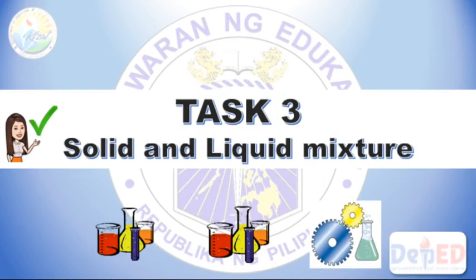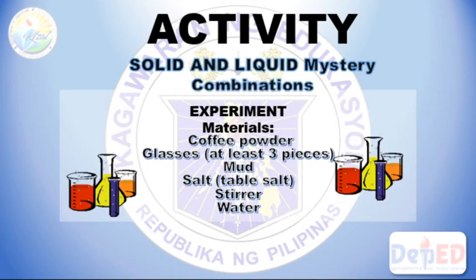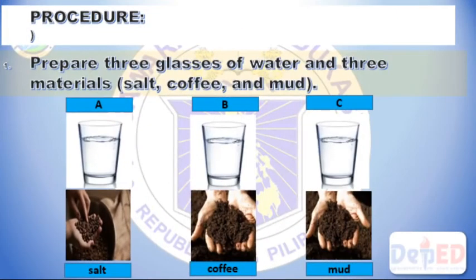Now, it's time for you to do the mystery combination. So, kindly prepare the materials: coffee powder, glasses, at least 3 pieces, mud, salt, stirrer, and water. Your setup can be like this. Salt for the mixture A, coffee for the mixture B, mud for the mixture C. Of course, you're going to prepare 3 half-filled glasses of water.